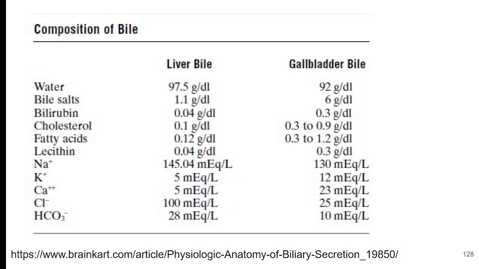Bile salt content is increased from 1.1 grams to 6 grams, almost 5 times more. And the bilirubin, of course, is also concentrated. Cholesterol, one of the important ones, is concentrated by about 9 times compared to the liver bile. So the liver also secretes the cholesterol, but the cholesterol is concentrated in the gallbladder by further secretion as well as, to a certain extent, by the absorption of the water, so that you will have more concentrated cholesterol.